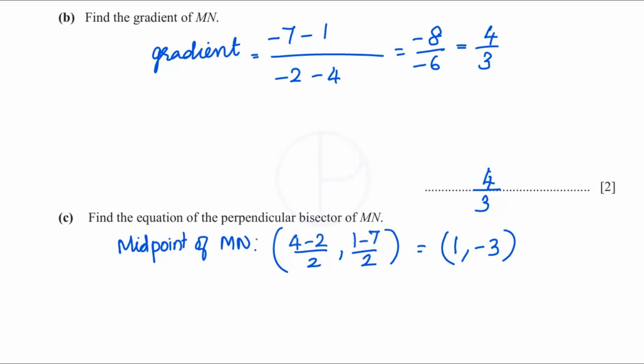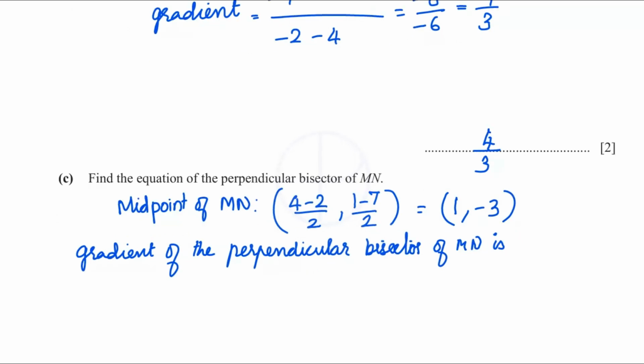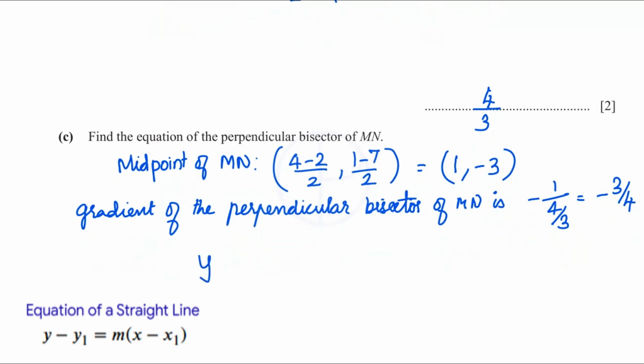The gradient of the perpendicular bisector of MN is -1 over gradient of MN. So the gradient of the perpendicular bisector of MN is -1 over 4/3, which is -3/4. So let's write the equation. Y minus -3, with -3 being Y1, so it will become +3. And the gradient is -3/4 times x minus 1.